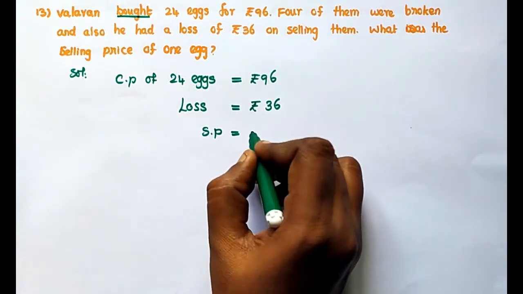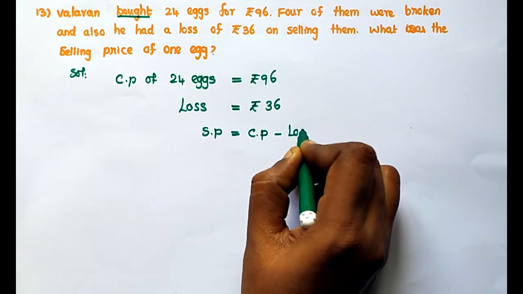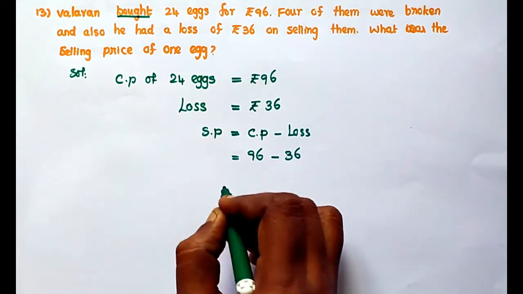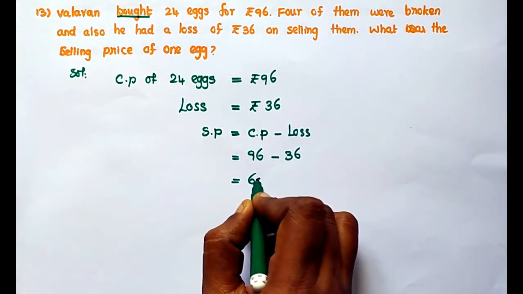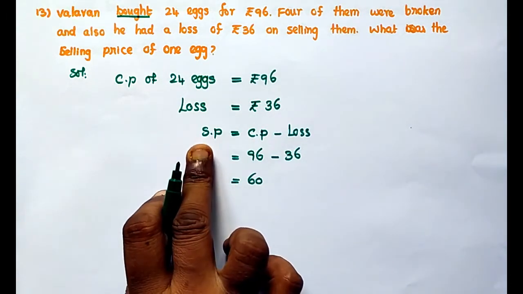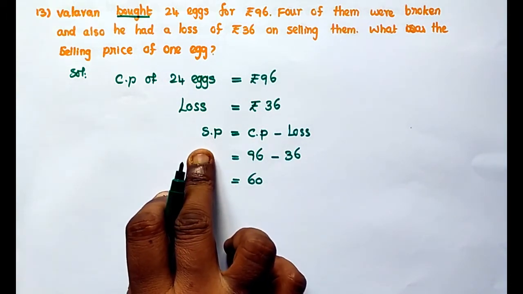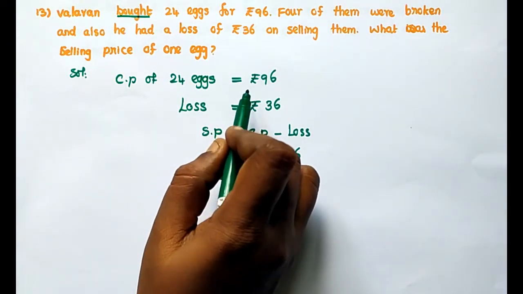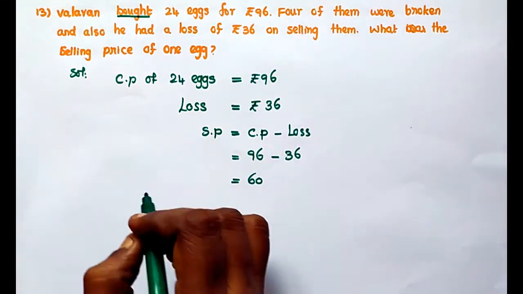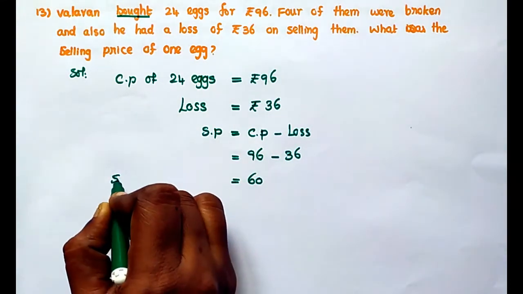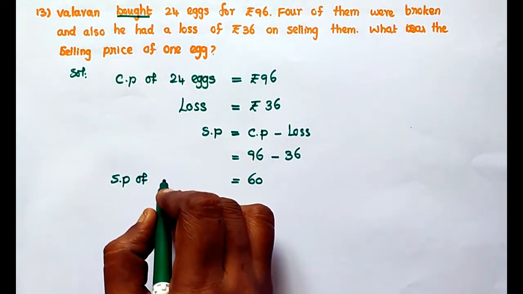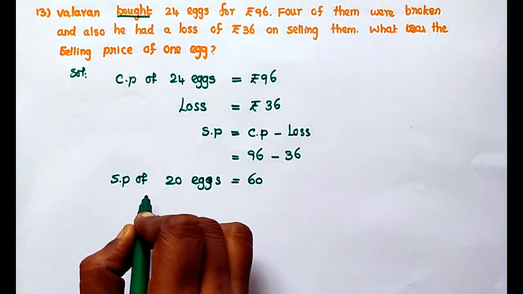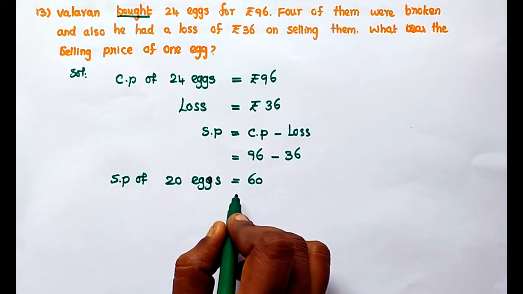So selling price is what? First find out the selling price. That is cost price minus loss. That is equal to 96 minus 36 equal to 60 rupees. That is selling price of how many eggs? 24 eggs he bought, but 4 of them were broken. So selling price of 20 eggs equal to 60.